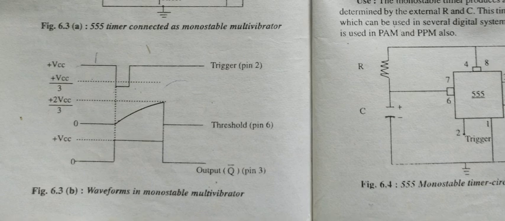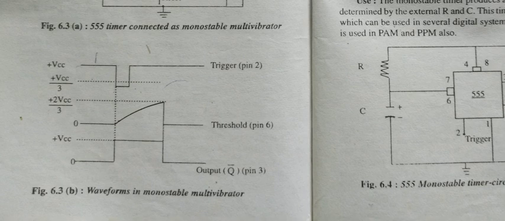Then the trigger input is a narrow pulse with a quiescent value of VCC. Initially, the supply voltage is given to the IC and a trigger pulse is applied to pin number 2. This pulse must drop below plus VCC by 3, or the pin can momentarily be grounded. This resets the flip-flop, as the lower comparator provides a high output. Q is equal to 0 in this condition.